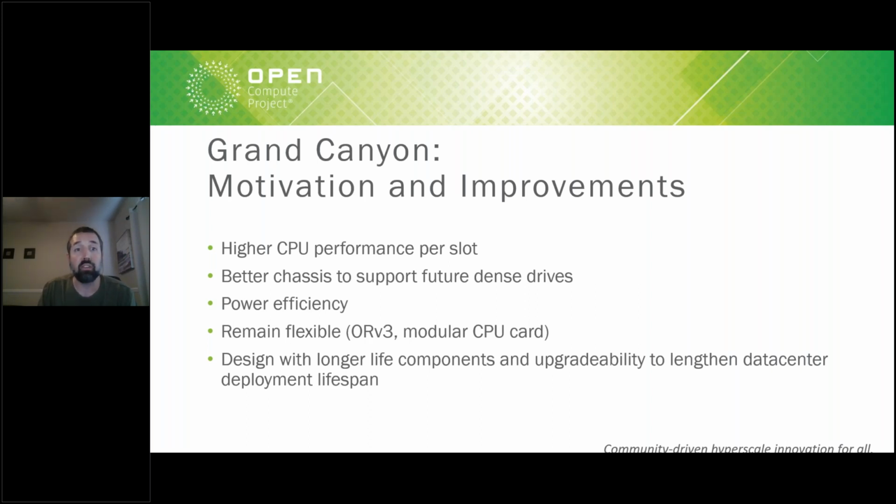We're able to achieve power efficiency gains over Bryce Canyon. We wanted to maintain flexibility and modularity, but also make some enhancements. And along those lines, Grand Canyon has the ability to support both OpenRack v2 and OpenRack v3 rack types. It does take some modifications to migrate to OpenRack v3, but the changes are pretty straightforward. We've increased system modularity, which does mean easier upgradability in the future, and it also helps support a longer project lifespan, especially as critical components go end of life.